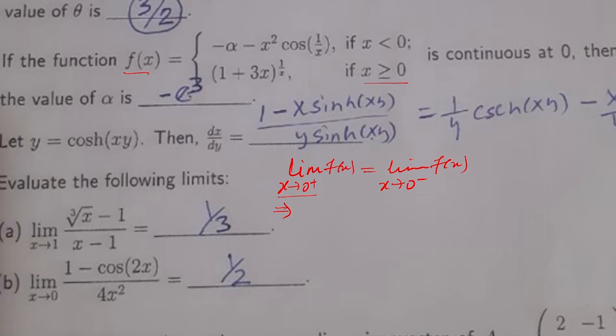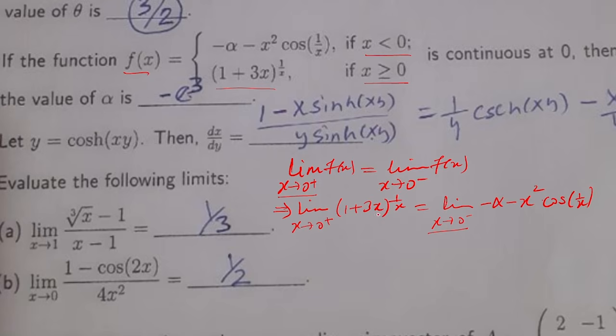If x is greater than 0, our function is, limit of what's f of x? 1 plus 3x to the power of 1 over x as x approaches 0 from the right is equal to the limit of what's f of x as x approaches 0 from the left. X approaching 0 from the left means x less than 0. So if x is less than 0, our function f of x is minus alpha minus x squared cos 1 over x. So we have to evaluate these limits as x approaches 0.